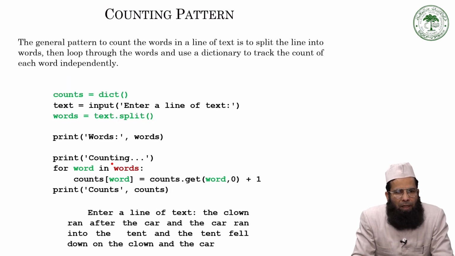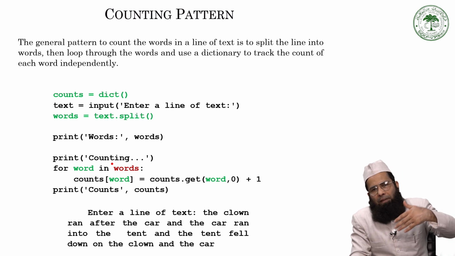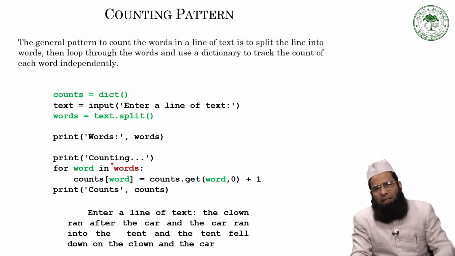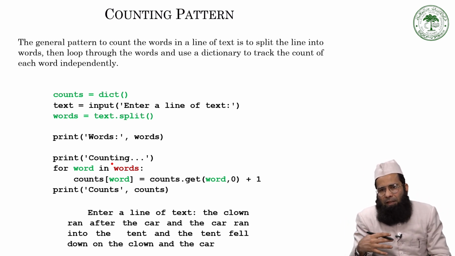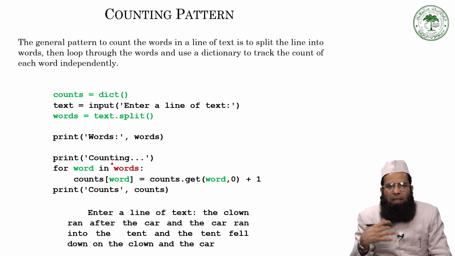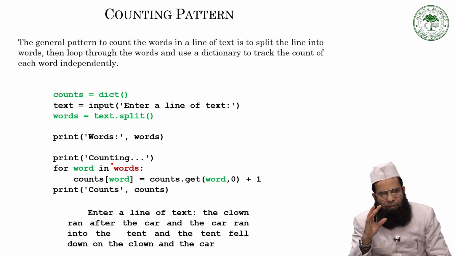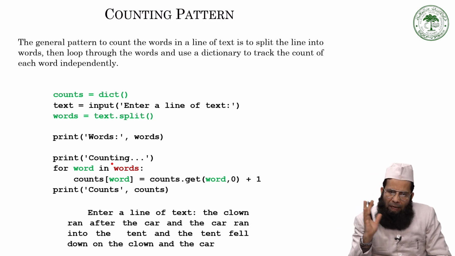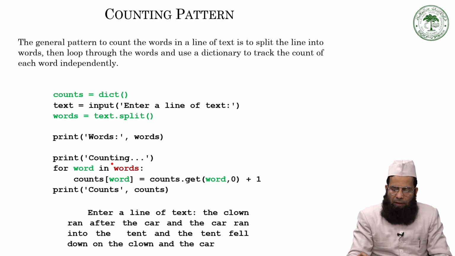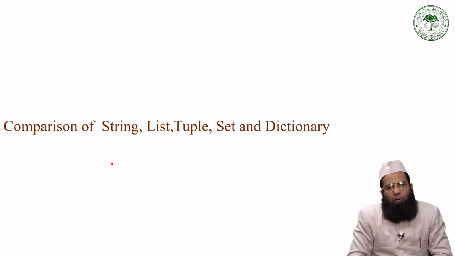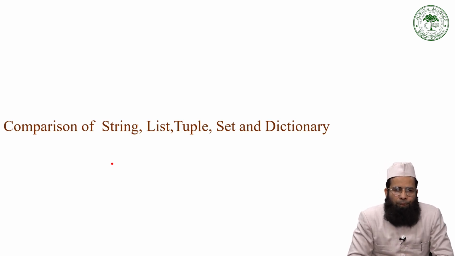Now similarly, you can find a pattern as well. The general pattern to count the words in a line of text is to split the line into words, which I have already discussed. Then loop through the words and use a dictionary to track the count of each word independently. I have already solved this one, right? I have solved problems related to count of characters and count of words, so I have already gone through that solution.